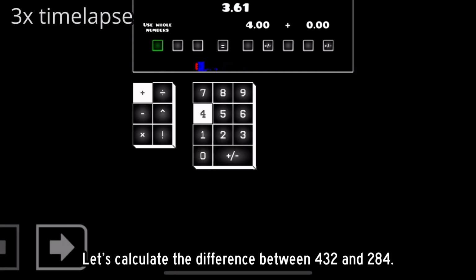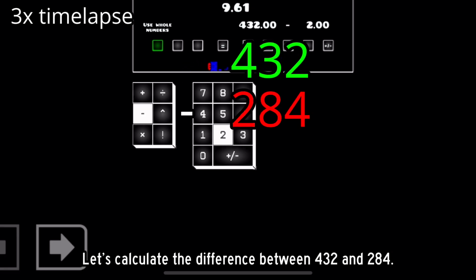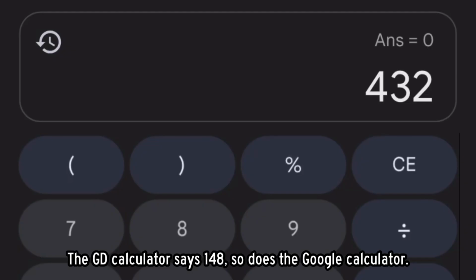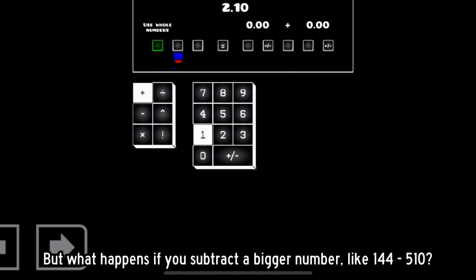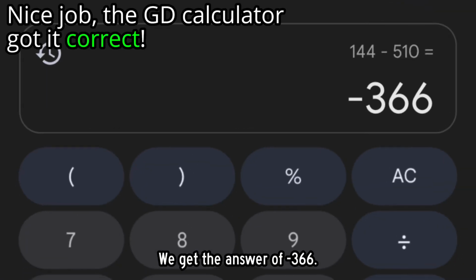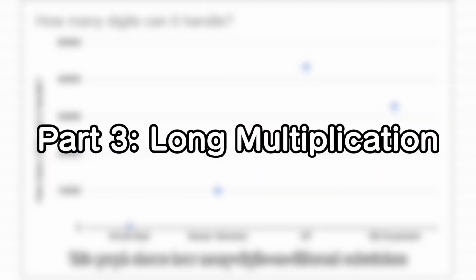Let's calculate the difference between 432 and 284. The GD calculator says 148. So does the Google calculator. But what happens if you subtract a bigger number, like 144 minus 510? We get the answer of minus 366. Moving on to long multiplication.